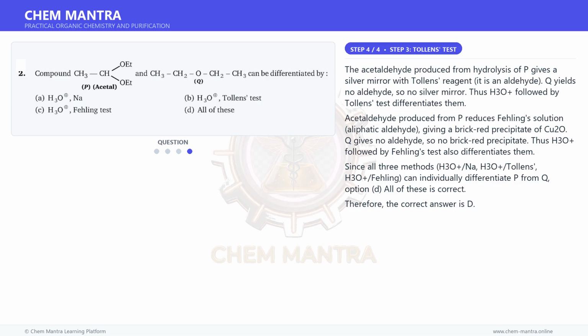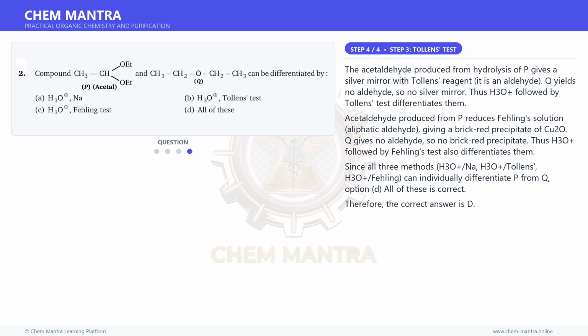And for the final step, the acetaldehyde produced from hydrolysis of P gives a silver mirror with Tollens reagent. It is an aldehyde. Q yields no aldehyde, so no silver mirror. Thus H3O+ followed by Tollens test differentiates them.